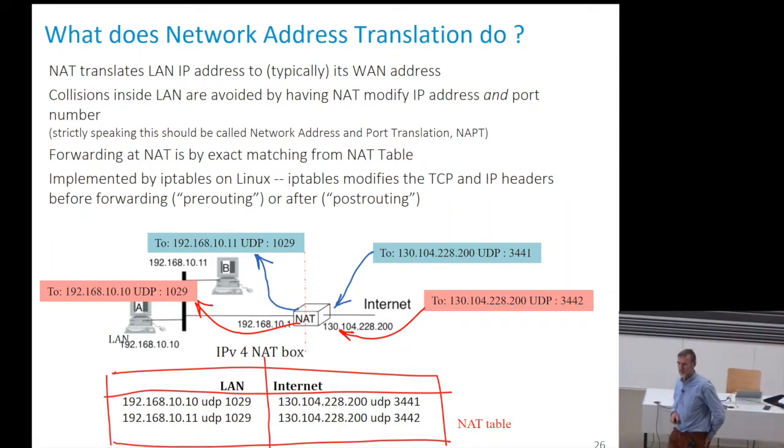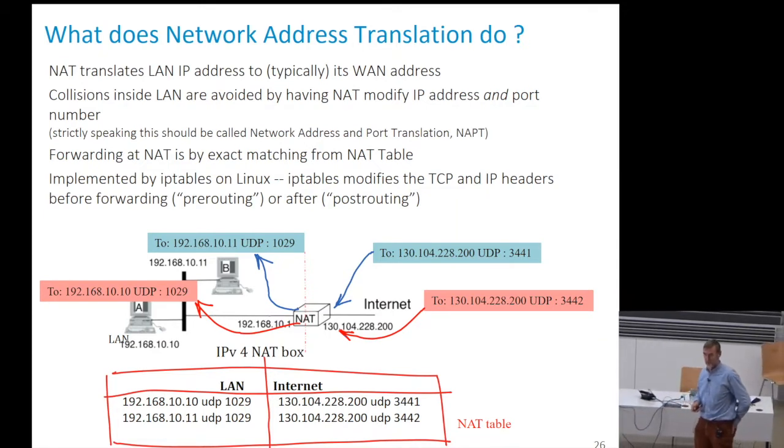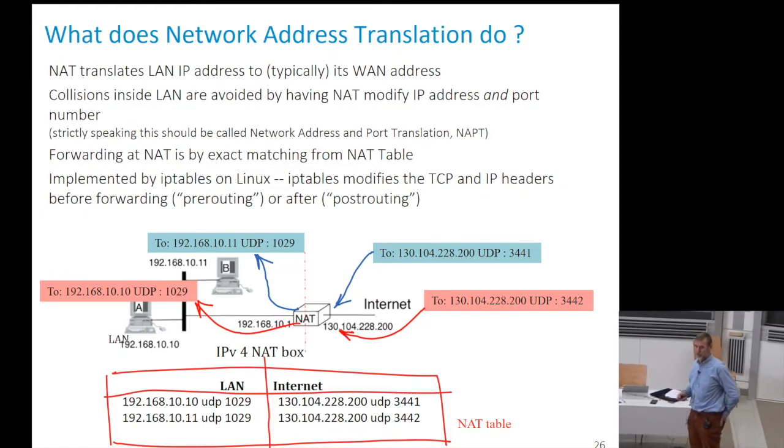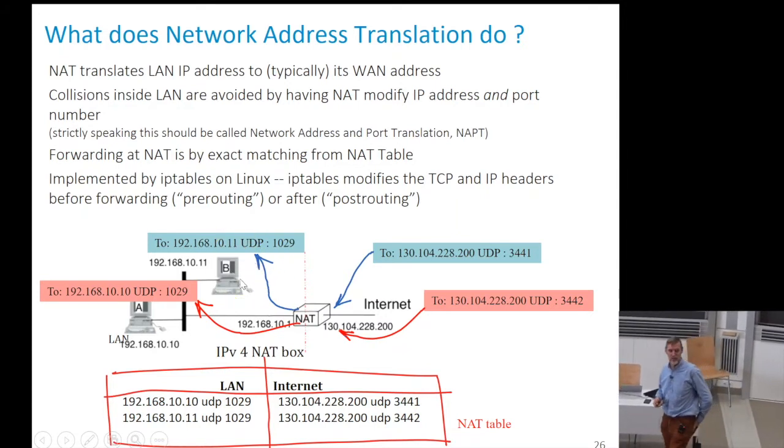Question? How many port numbers are there? The port number is coded on 16 bits. So there are 64,000. So the trick is, of course, that you expect that a machine uses much fewer port numbers than possible.